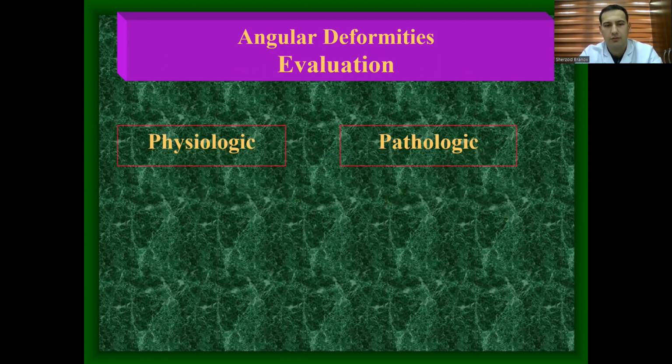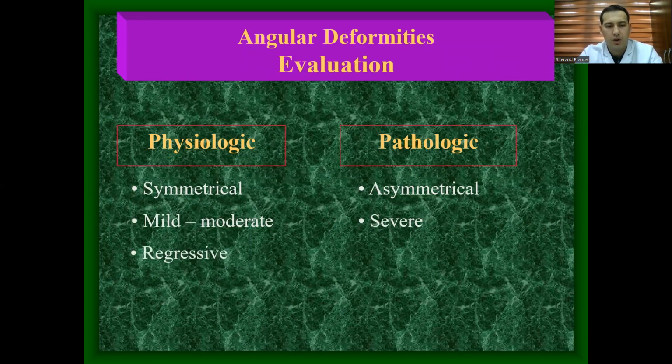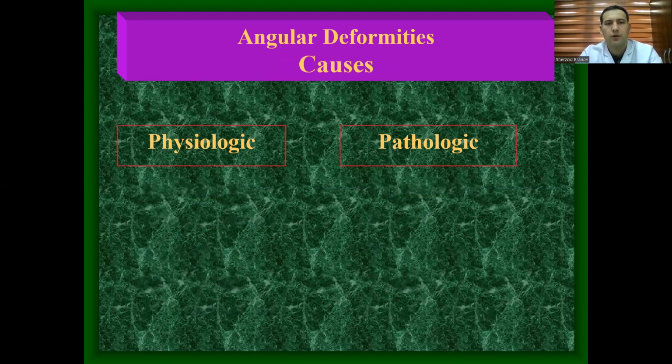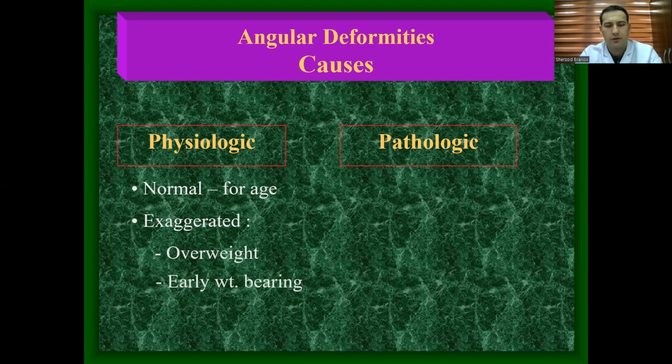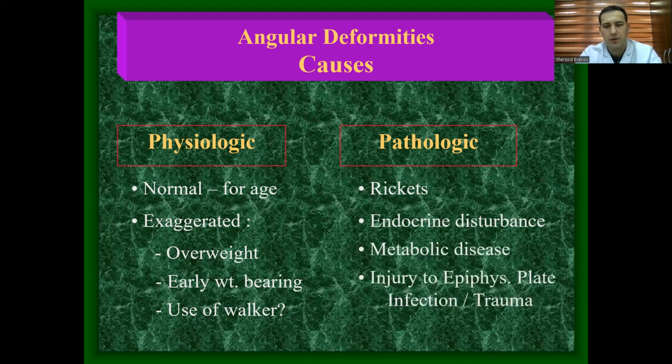Physiologic versus pathologic deformities; symmetrical and asymmetrical; mild, moderate, and severe; regressive and progressive; generalized and localized. Next, decided versus normal for age, exaggerated, overweight, early weight bearing. Next, causes: rickets, endocrine disturbance, metabolic disease, injury to the epiphyseal plate, infection, trauma.